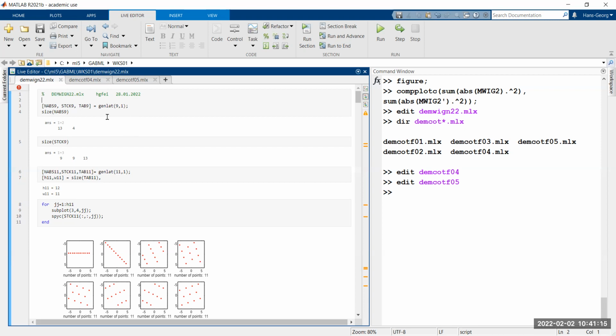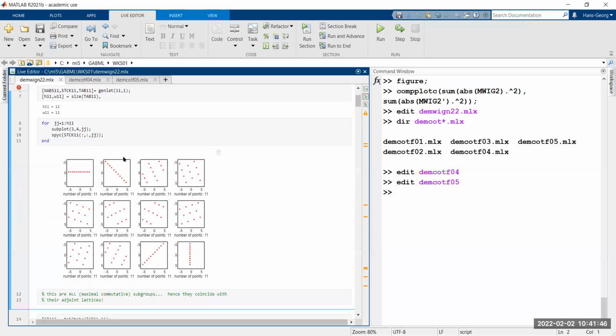So the first command says, generate all lattices of size 9, or of size 9 with redundancy 9, which simply means 9 times 1, which means 9 points. And the size of this stack of output means I can find 13 of them. So it's telling me essentially that if you take a prime power like 3 squared, you can have a little bit more. But then I took, and that's the interesting case with the plots, the prime number 11.